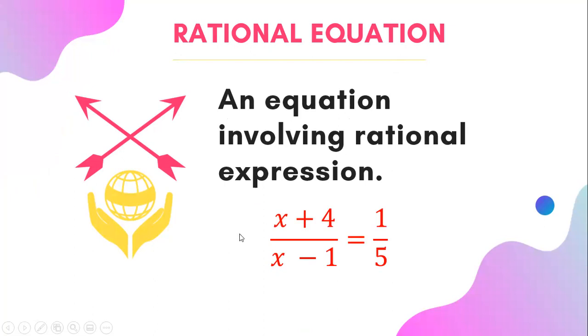Okay, but to distinguish whether it is a rational equation or a rational function, look at this example. How many variables can you see from this? We have only one variable, which is x. So that is in the case of a rational equation. But in the case of a rational function, if there is f of x or a variable y on either side of the equation, then it is a rational function and not a rational equation. So that's the distinction between the two.